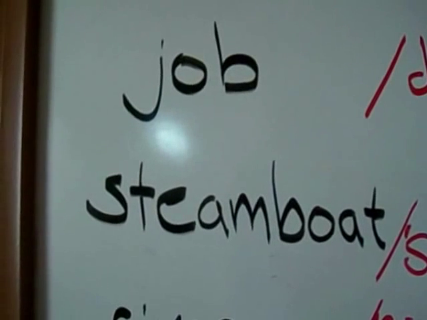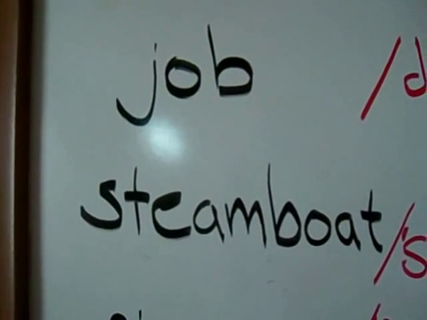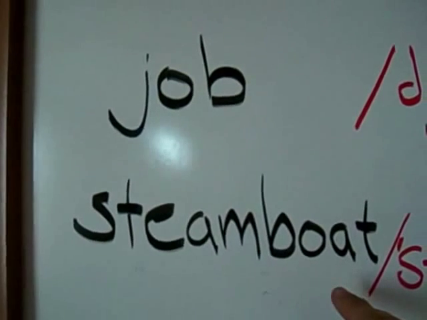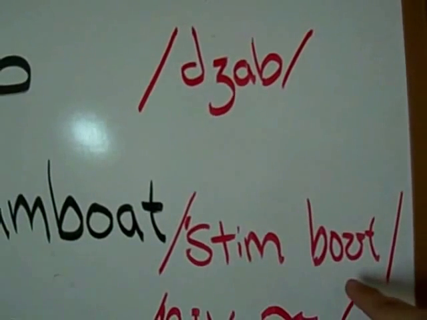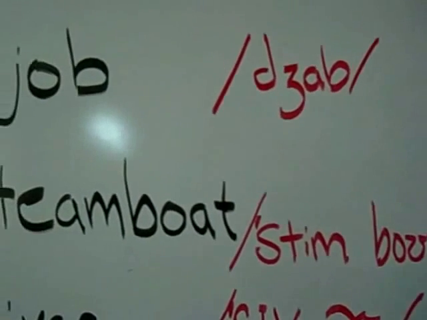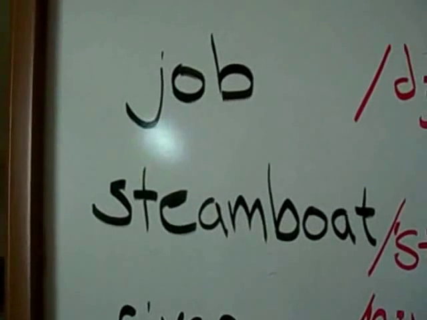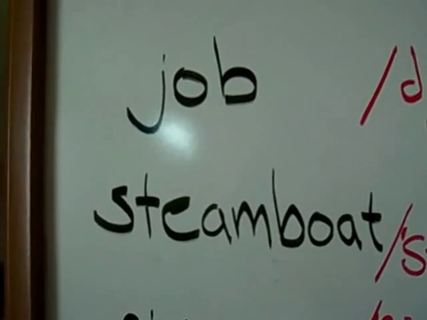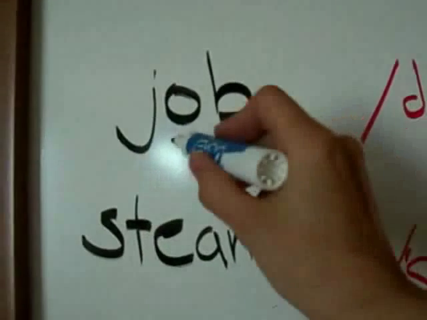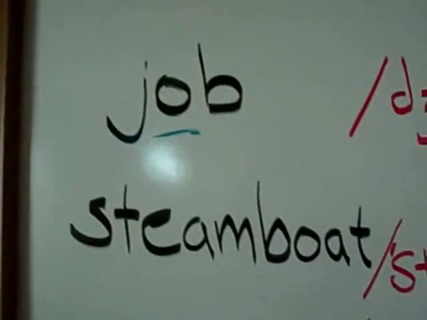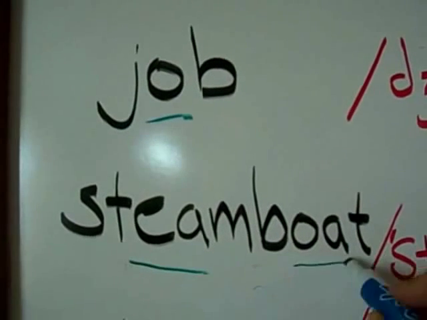Next word, steamboat. How many vowel sounds? Two. So we have two syllables. Two vowel sounds, two syllables. These first two words remind you that a vowel sound can be spelled with one letter or sometimes spelled with two.